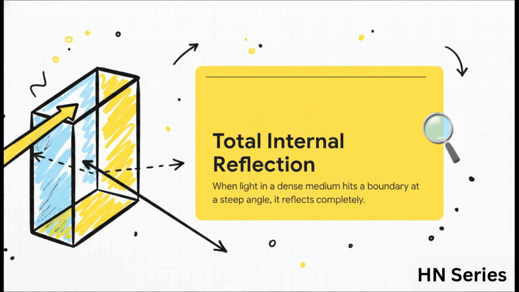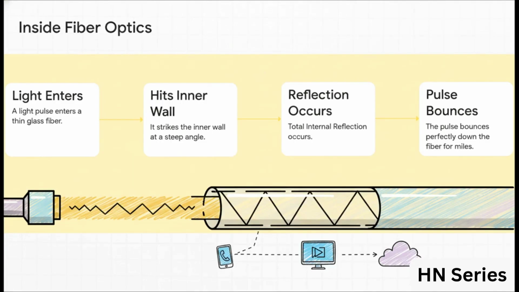Here's the deal. If you have light traveling through something dense, like glass or water, and it hits the edge at a really steep angle, the light doesn't escape. It gets trapped, reflecting perfectly back inside. It's like a perfect bounce every single time, with nothing lost. And where do we use this amazing trick? Well, it's the engine of our entire modern world, fiber optics.